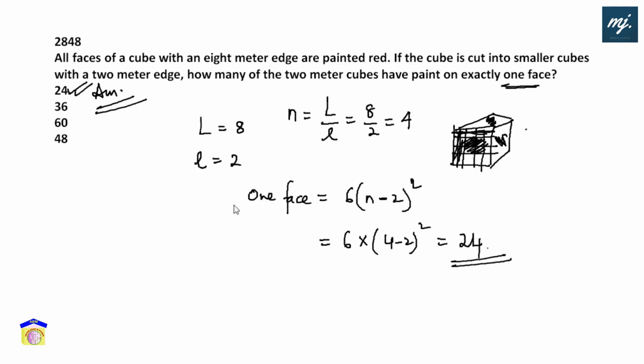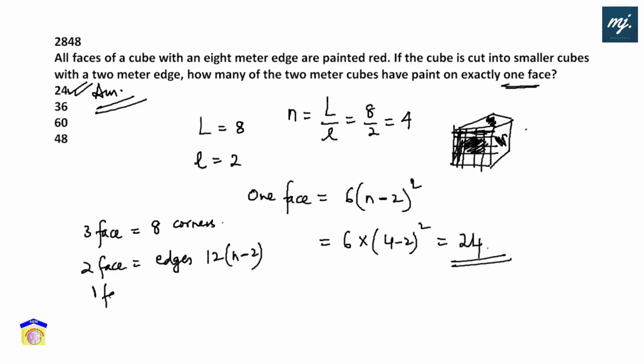Now in the same case, we will have 3 face painted cubes, and that will always be 8, that are at the corners. We can have 2 face painted cubes and those are on the edges. How many edges do we have? 1, 2, 3, 4, 5, 6, 7, 8, 9, 10, 11, 12. That formula would be 12 into (n minus 2).